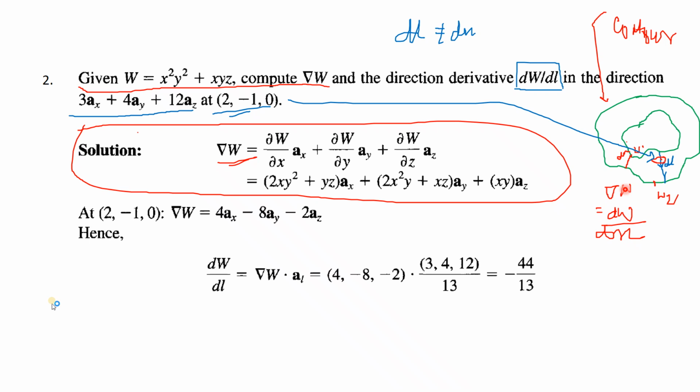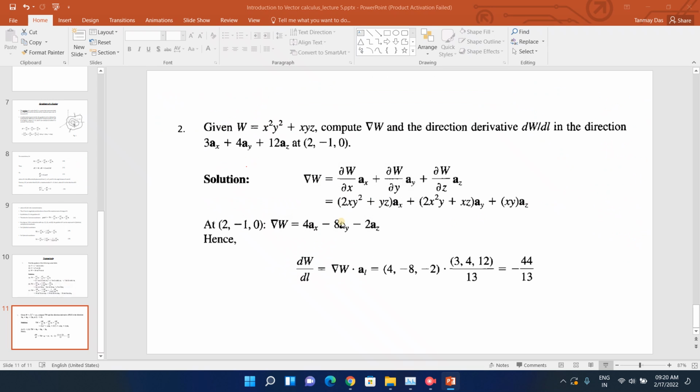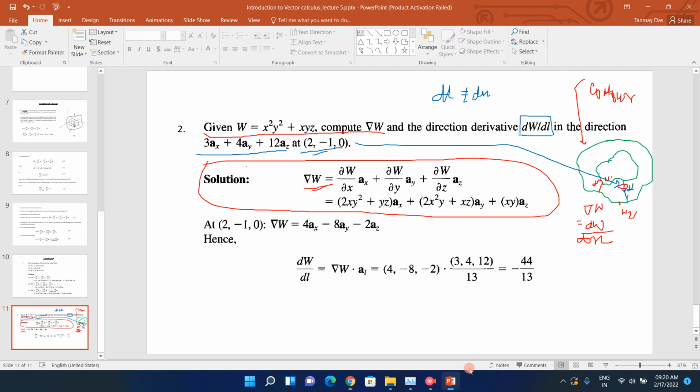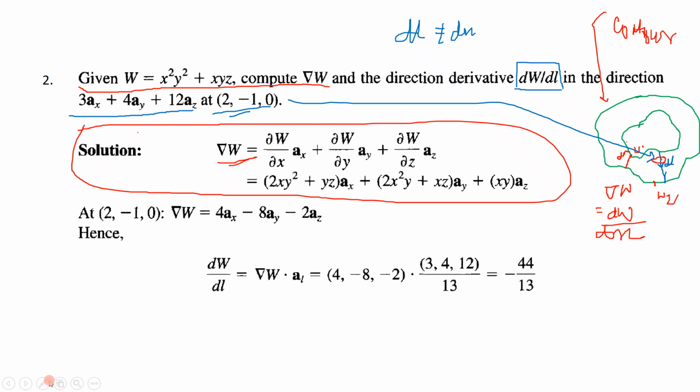Now the gradient, which was dW by dn, the gradient of a scalar is a vector, isn't it? Am I audible? Yes, sir. Okay. So dW by dn, which was the gradient, was a vector, because we have studied that the gradient of a scalar gives you a vector. So this portion is a vector.